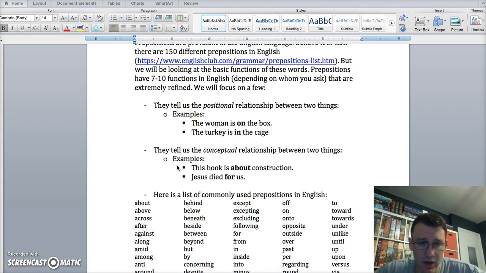Whereas the bottom 2 examples, the book is about construction, Jesus died for us, tell us nothing about the position of the subjects to the object, but rather the conceptual relationship between the 2 things, okay? This tells you what, in fact, the book is about, the contents it contains, whereas the Jesus died for us gives you a sense of how Jesus relates to the us in relationship with the verb died. So it is conceptual as opposed to positional.